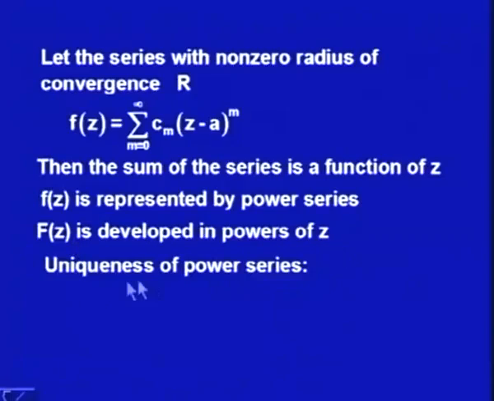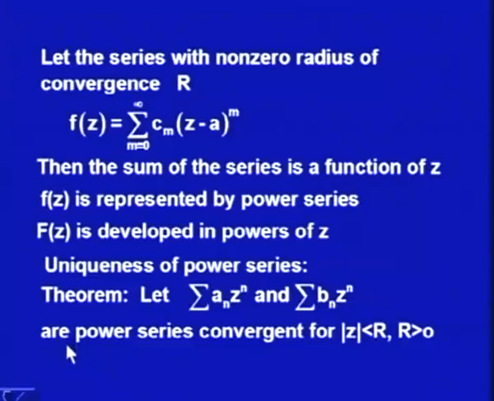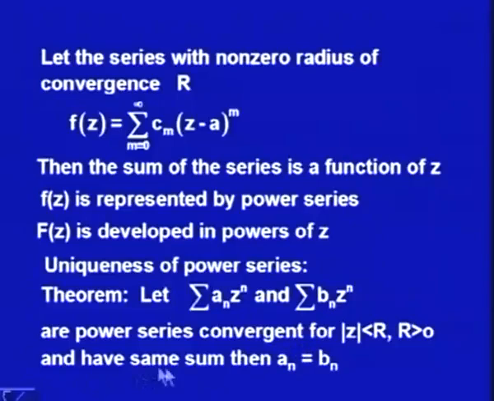Such a representation is unique, and the uniqueness of power series is established in the form of a theorem. It says that if we have two different power series, the sum of a_n z^n and the sum of b_n z^n, which are convergent in the region |z| less than r, r being positive, and they have the same sum, say both represent f(z), then a_n and b_n will be equal. So if two power series represent the same function, then that series has to be unique.